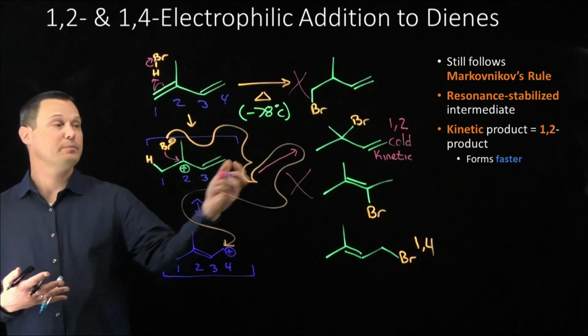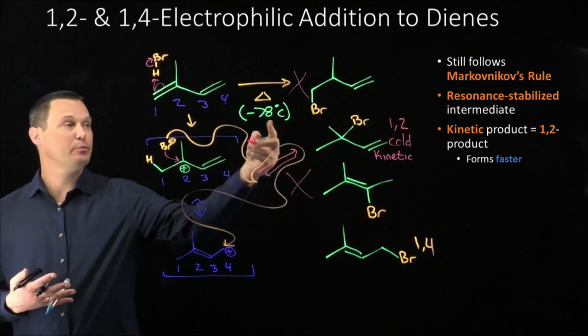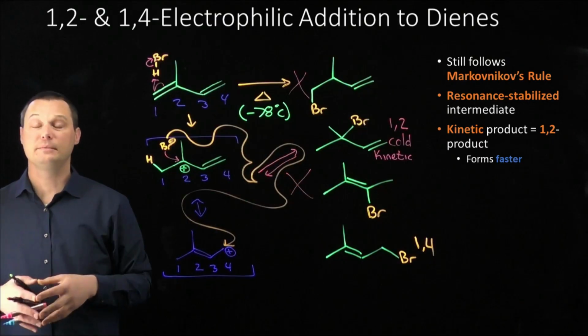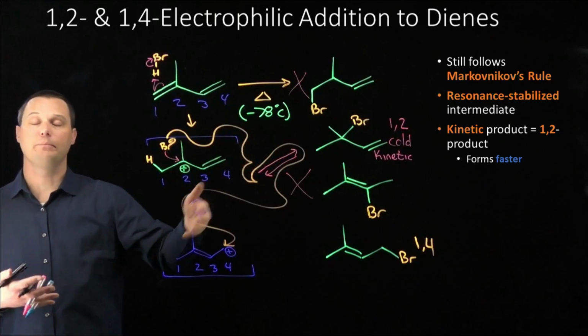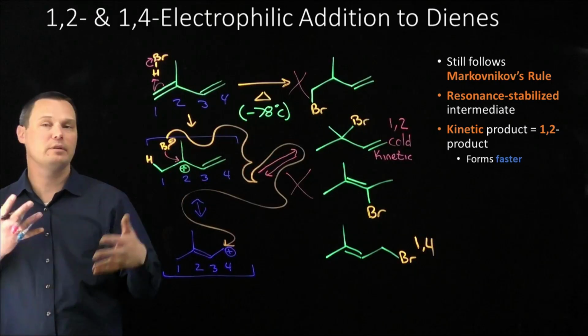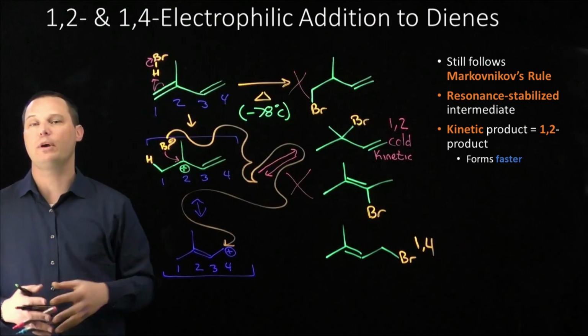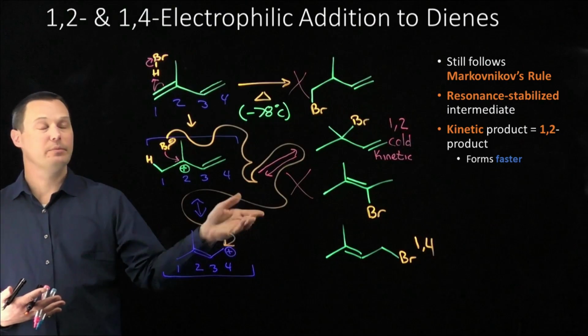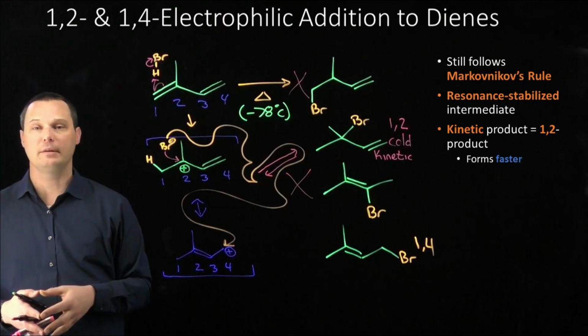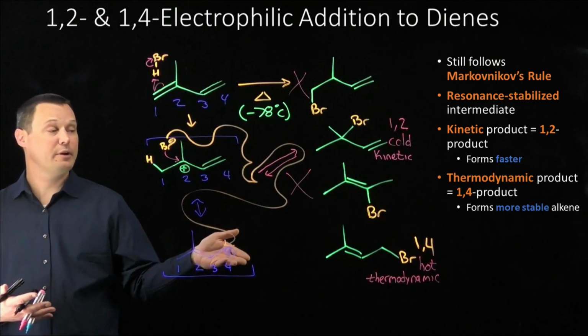At higher temperatures, this last step is reversible. The bromine can pop off and form a carbocation. So at warmer temperatures, even though the 1,2 reaction happens faster, it's reversible. And with enough energy, with enough heat, with enough time, we can form the most stable product possible. And the most stable product possible will have the most substituted double bond. The 1,4 product forms under elevated temperature conditions. The 1,4 product we call the thermodynamic product.